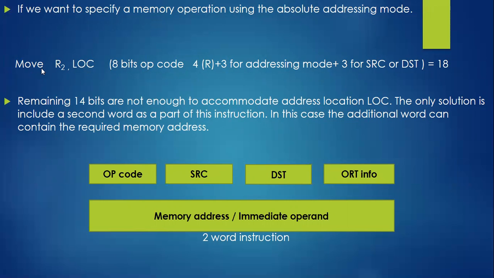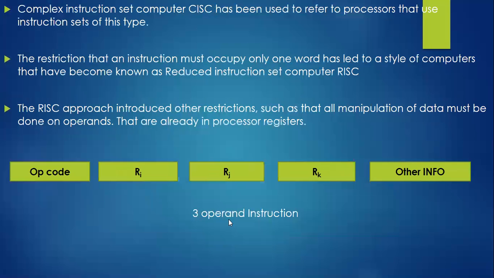Before this, if you are moving the content of a location to a general purpose register, then obviously we can accommodate it using a single word, right? But here, due to the location and the shortage of memory bits for accommodation, we are acquiring a second word. That should not happen. If we accommodate all the values to be manipulated in processor registers, we can perform the operation.